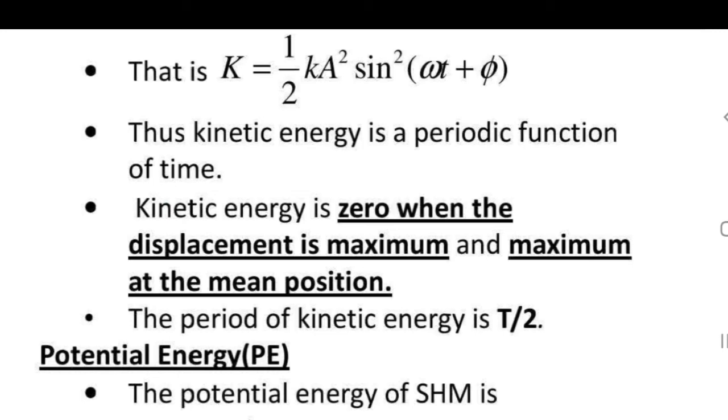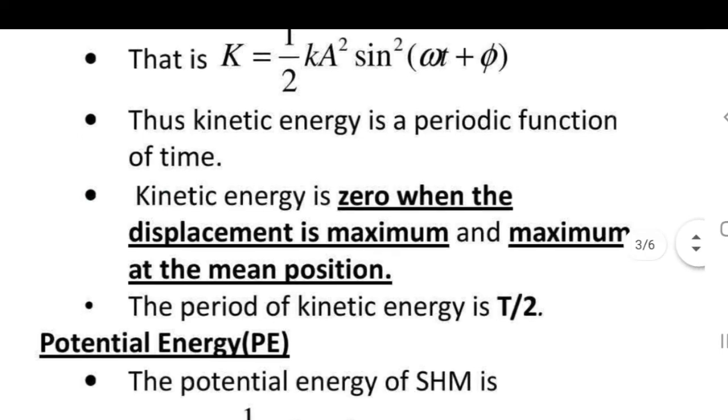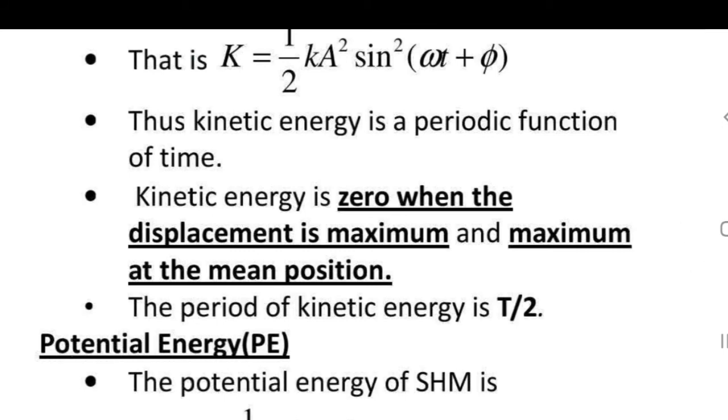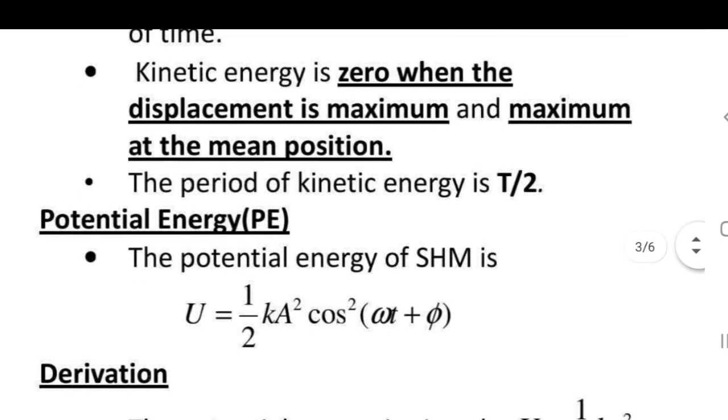Now the time period of kinetic energy is T by 2. How are we getting it? It is because of the sin square function, so its time period becomes T by 2. Just keep that point in mind. Its explanation we don't need because it is out of the scope of the syllabus. So we have the period of kinetic energy as T by 2, where T is the time period of displacement, velocity, acceleration, etc.